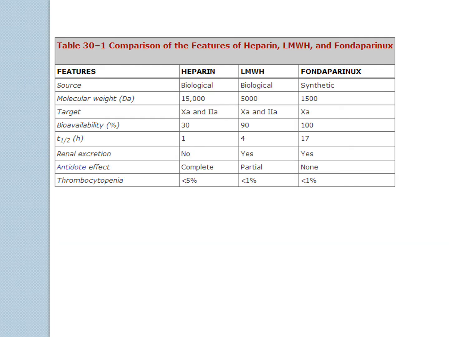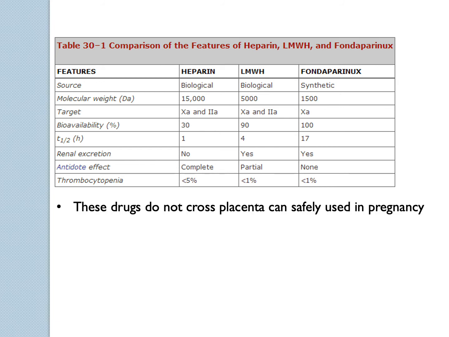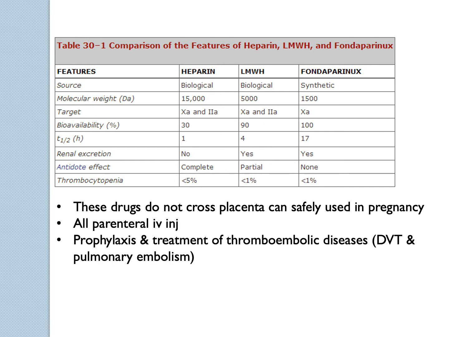When you compare them, it gets more specific. Low molecular weight is the enoxaparin we're talking about. Fondaparinux is the name of the newer one, which is a shorter pentasaccharide. There's no antidote for the newer ones, right? But it's safe to use in pregnancy. So when do we use them? It's mainly for prevention, prophylaxis, and also the treatment of thromboembolic diseases like DVT.